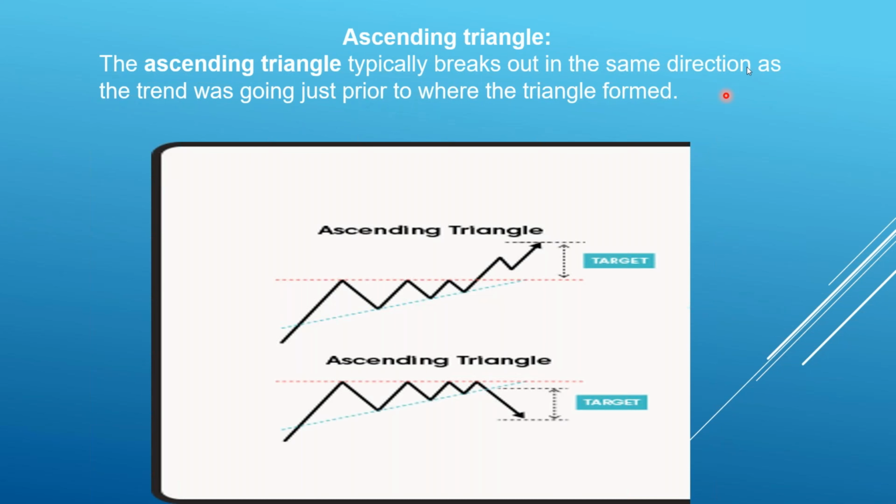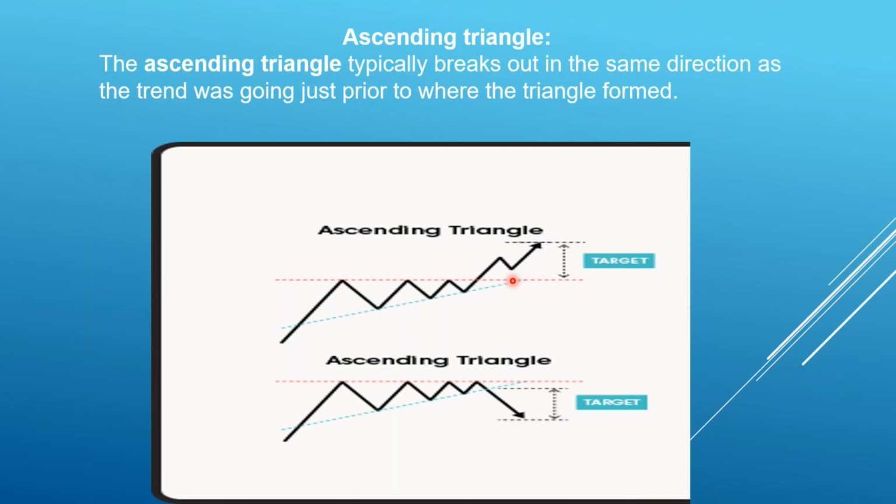So the ascending triangle typically breaks out in the same direction as the trend that was going just before the triangle formed. You can see the price was going up and down. It couldn't break and make a higher high, and it couldn't even make a lower low. So now we are not making lower highs. We are making the same highs, and we are making higher lows. So the uptrend is moving, but we are not yet able to make higher highs. But we predict that when we break this resistance area, the price will move up.